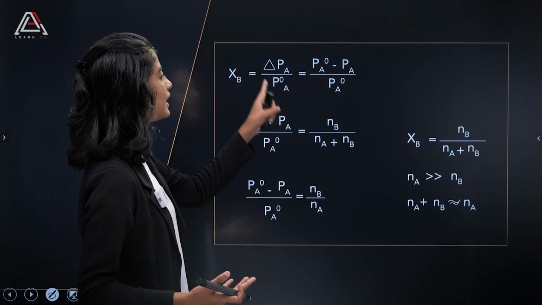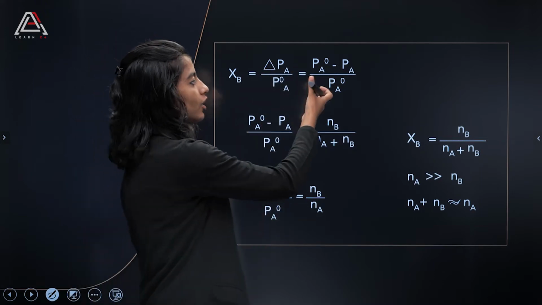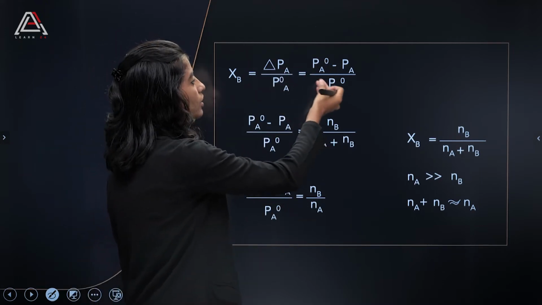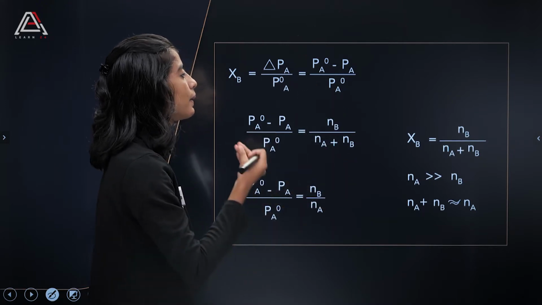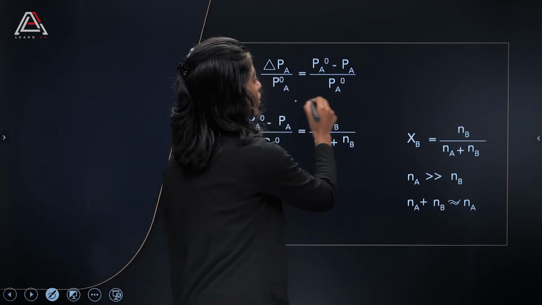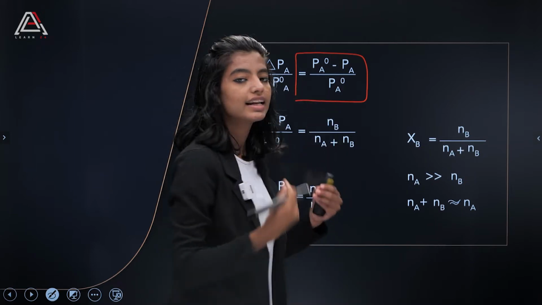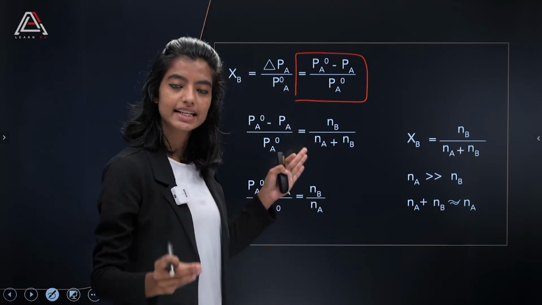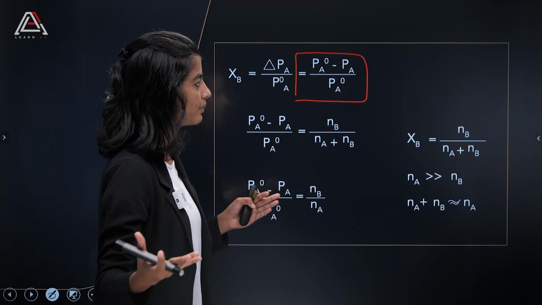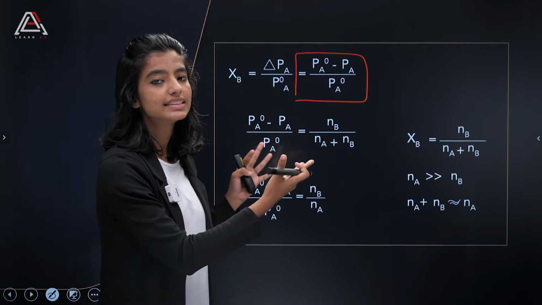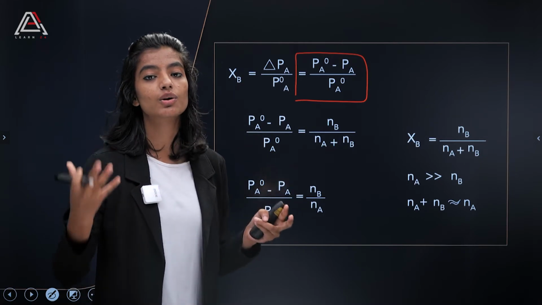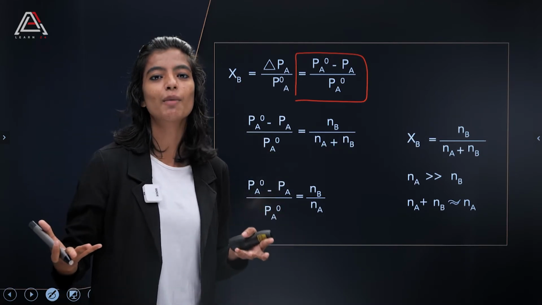As we know, delta PA is equal to PA0 minus PA. I just substituted that here: PA0 minus PA divided by PA0. This equation is called the relative lowering of vapor pressure. Now, I don't want to know about this equation. All I want to know is how much amount of solute that I have added. That is the colligative property, right?